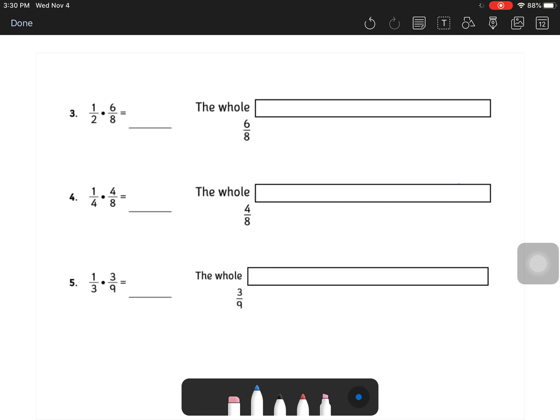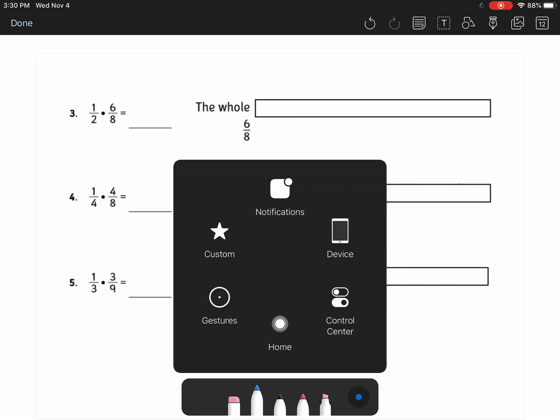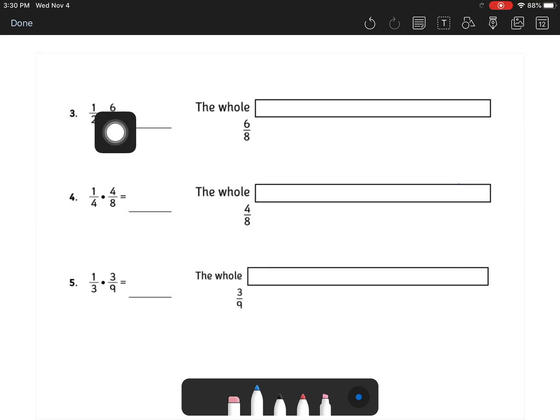Okay, number 3. So when we multiply across on this one, 1 times 6 is 6, 2 times 8 is 16, so I get 6/16. Now, as it turns out this time, I can't divide by 6 because 16 divided by 6 doesn't work, but I could divide them both by 2 because they're both even numbers. So I can divide by 2, and I would get 3/8 for my answer on that when I simplify it.